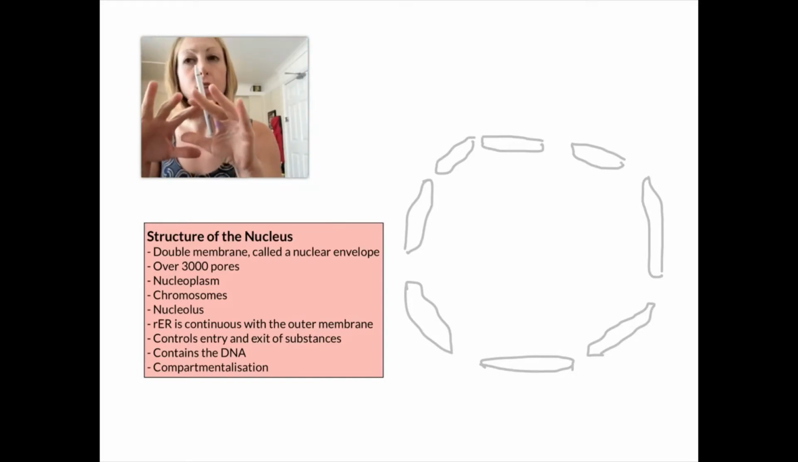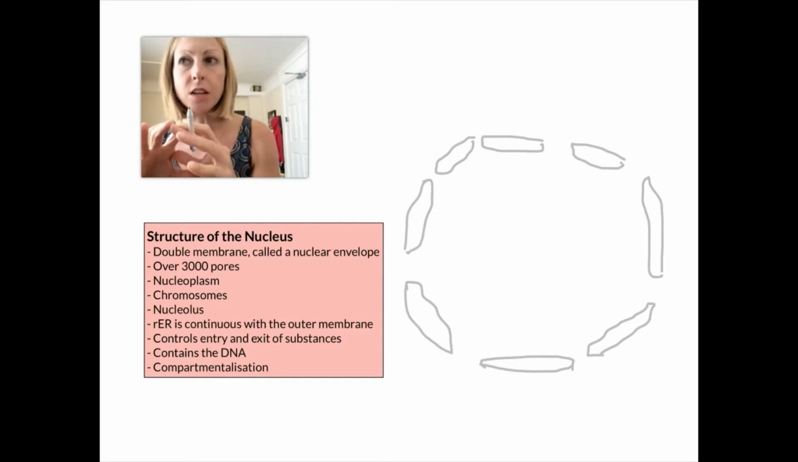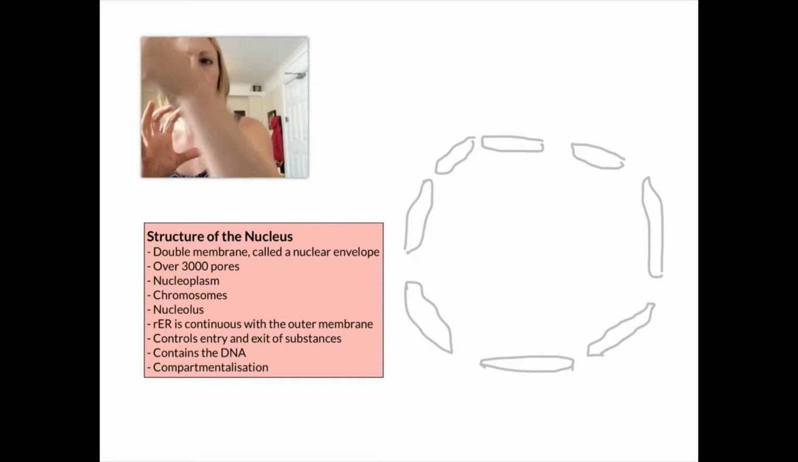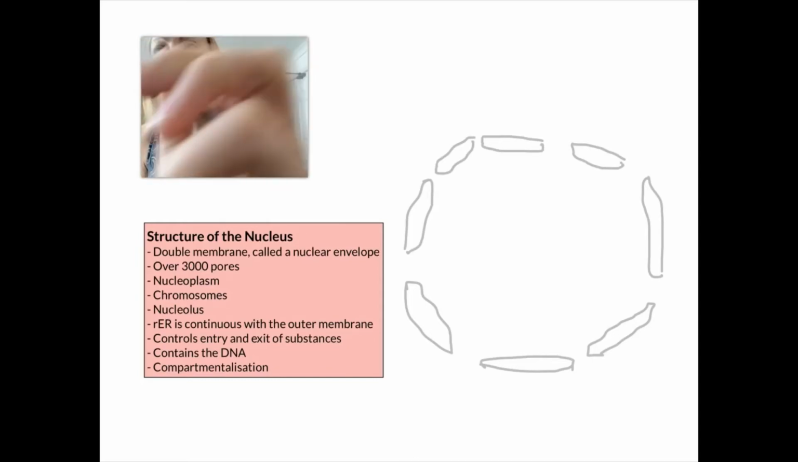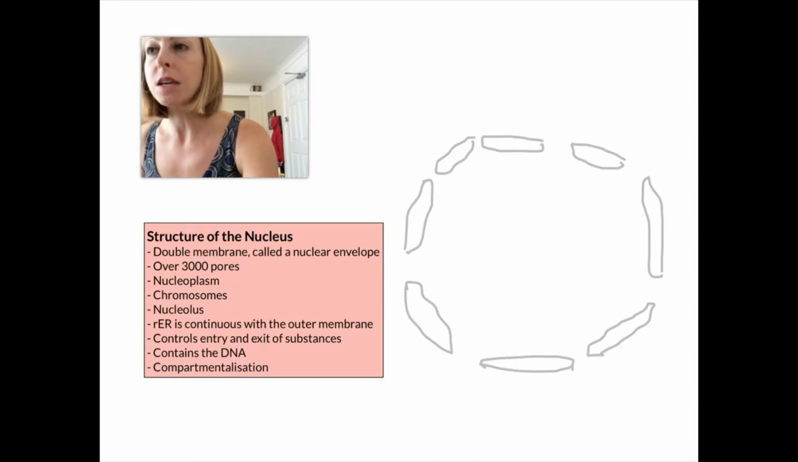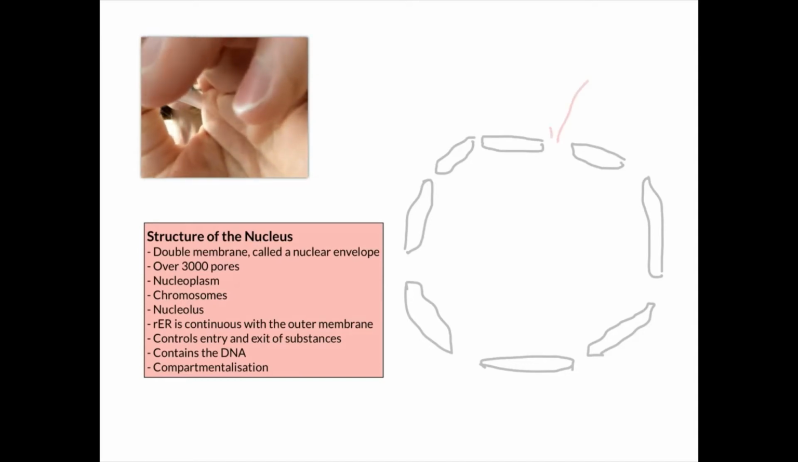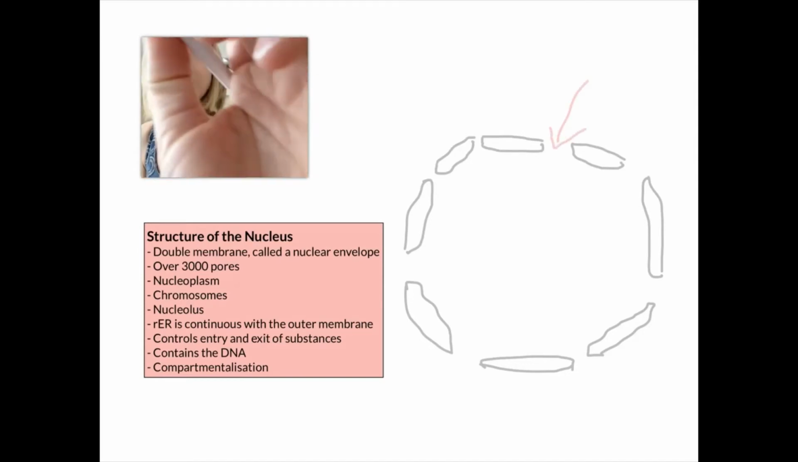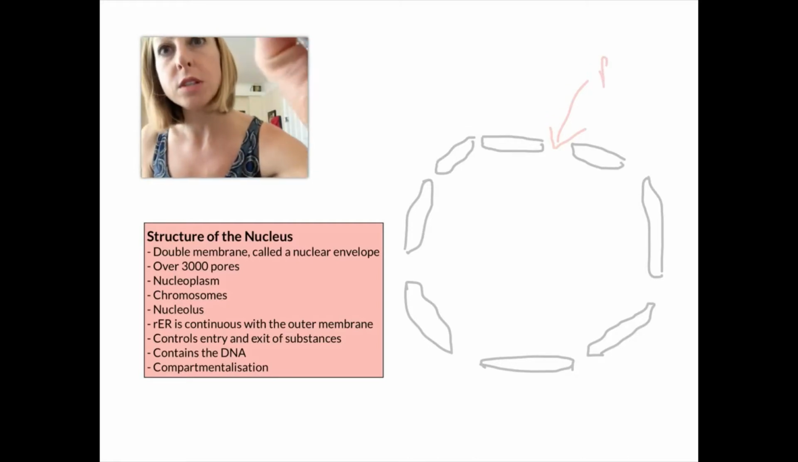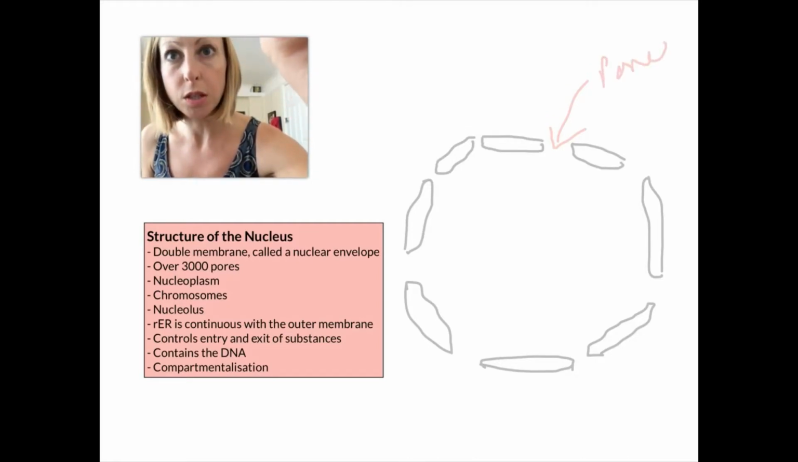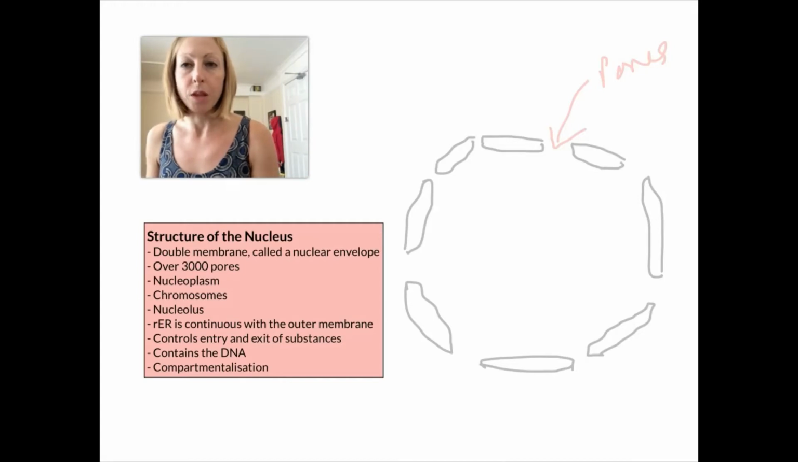Now remember, the nucleus is completely spherical, so it's three-dimensional like the shape of the sun, but dotted with lots of little holes which are called pores. So these little parts that we can see here are actually the nuclear pores. Now there's over 3,000 of these nuclear pores that make up the nucleus.